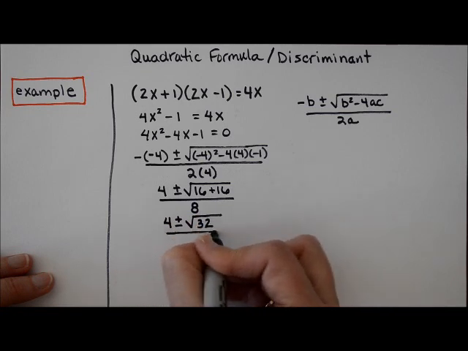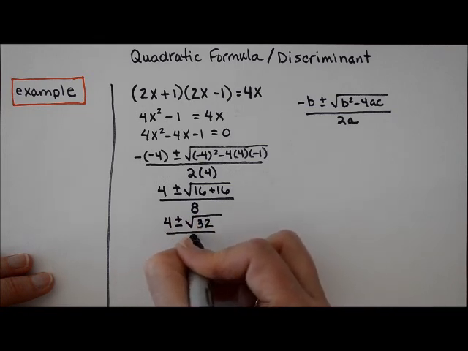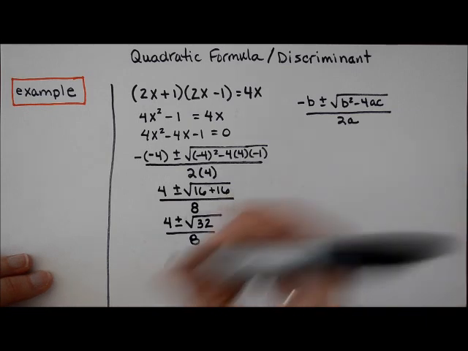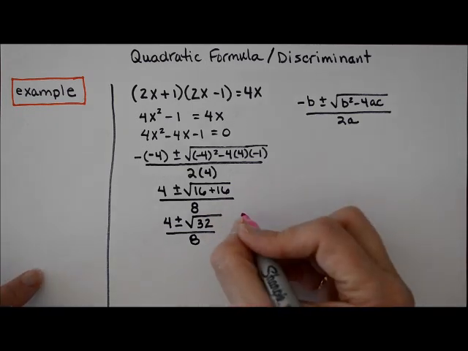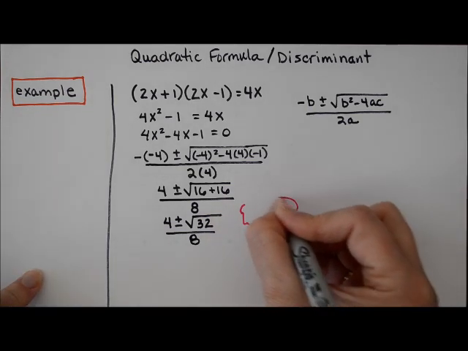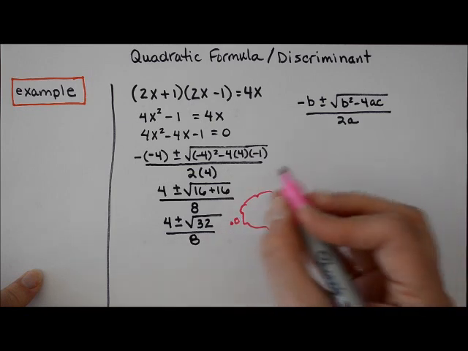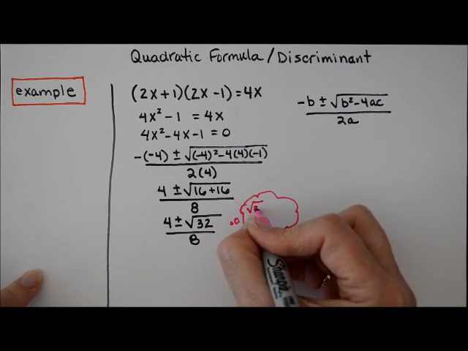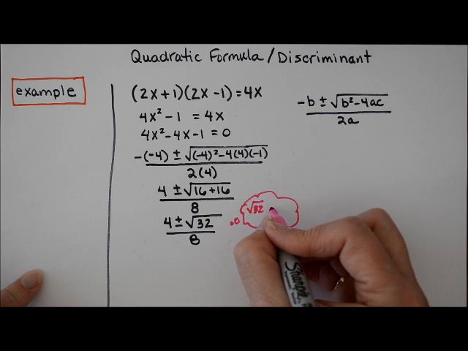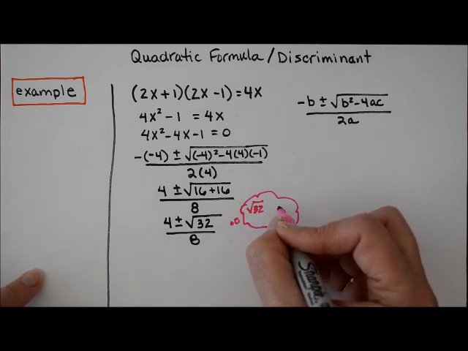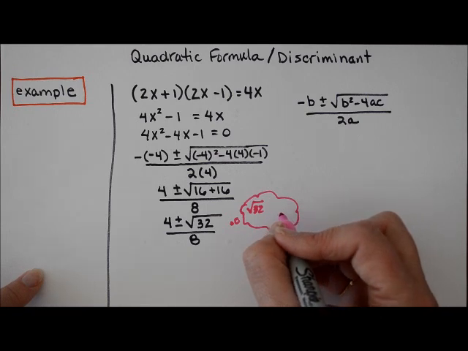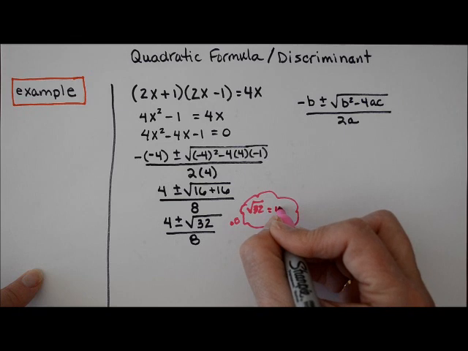32 all over 8. And then I'm going to think about that 32 for a second, and I know that I have to fix that up. So 32, my little thought bubble here: square root 32 is really 16 times 2. Square root of 16 is 4, so I'm thinking it really equals 4 square root 2.